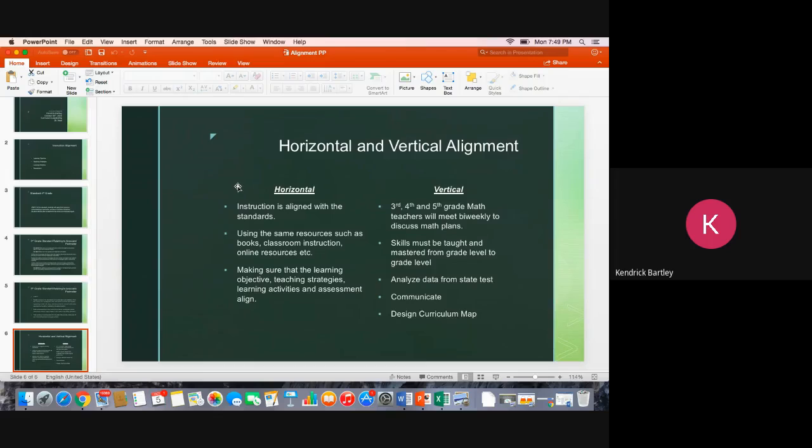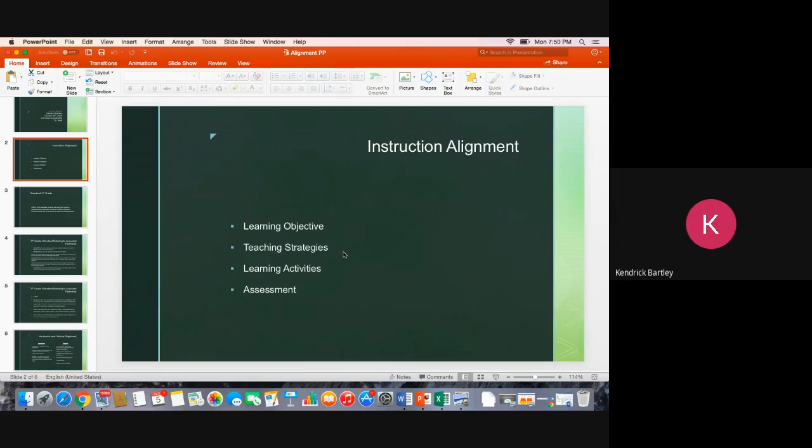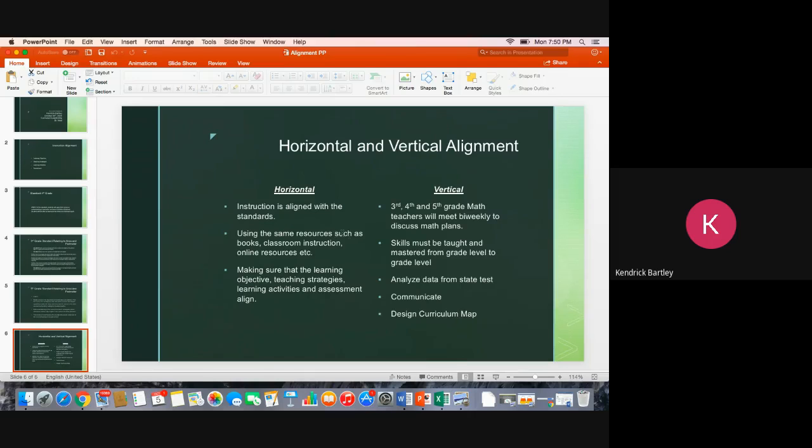But going to the horizontal and vertical alignment, the horizontal alignment means the instruction is aligned with the standards, and not just the instruction, but the learning objective, teaching strategies, the learning assignments, activities, and the assessment. It all should align. Use the same resources such as books, classroom instruction, online resources. Using the same stuff, allowing a consistency with the child, is going to also help bring up those test scores that we need to see so badly in certain districts.